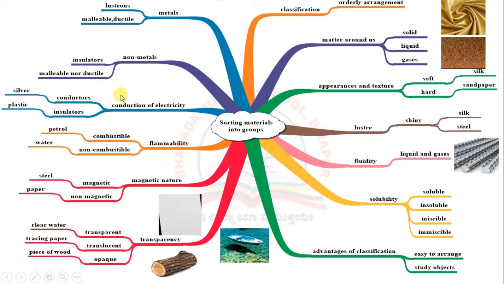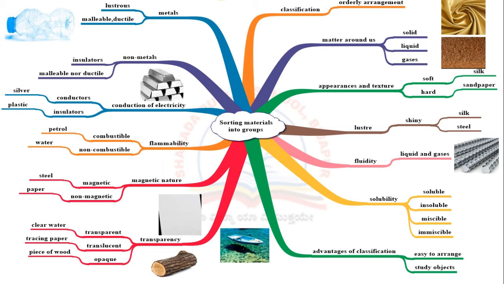Conductors. An object that allows heat and electricity to pass through them. Those objects are known as conductors. Example, silver. Insulators. Objects that do not allow heat and electricity to pass through. Those objects are known as insulators. Example, plastic. Let us learn about nonmetals.